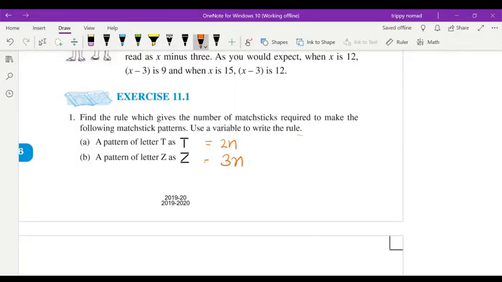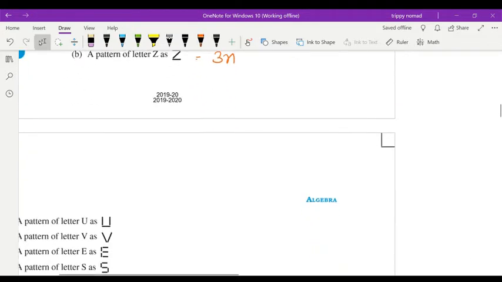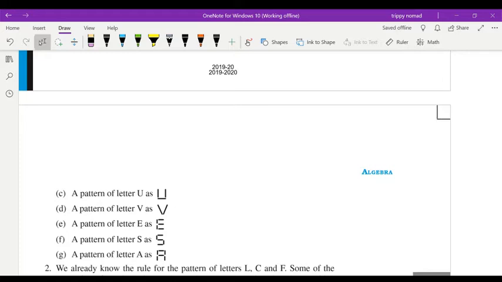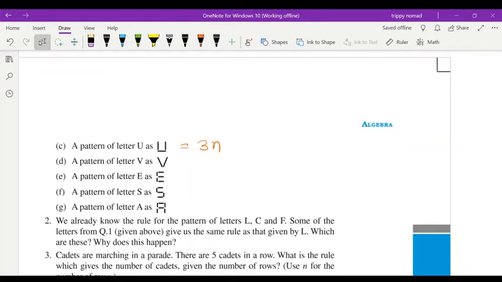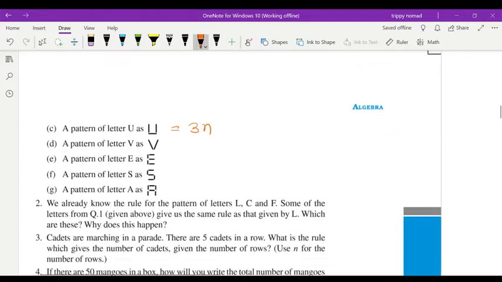Same way, children, you see here in the U pattern you will see 3n. I am not writing it here. Now I will just tell you, in V it is 2n, and in E, 1, 2, 3, 4, 5, so how many? 5n. In S you will count, and A similarly you will do.